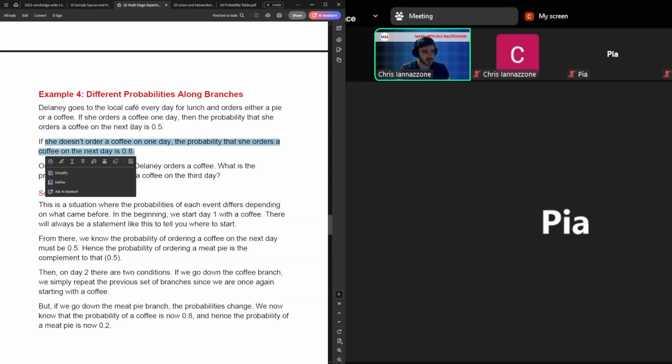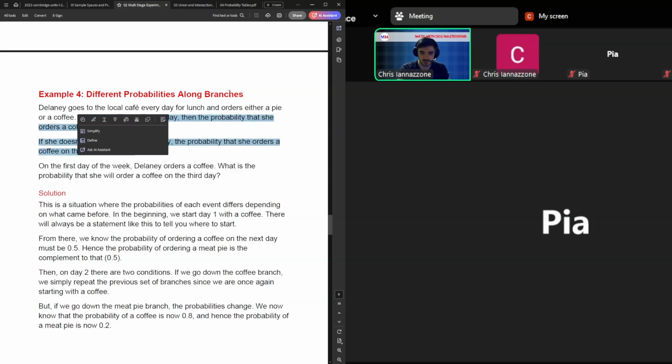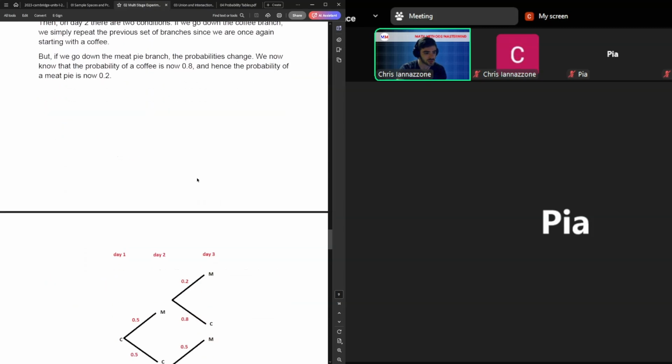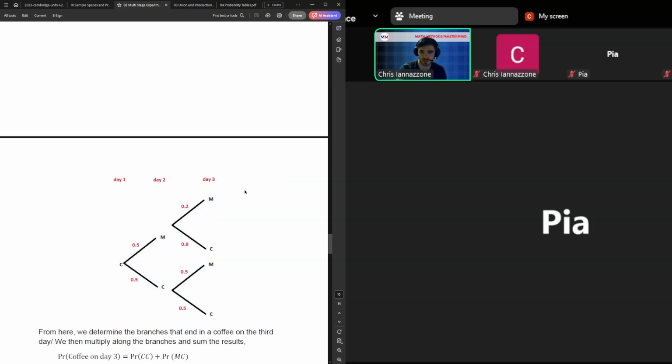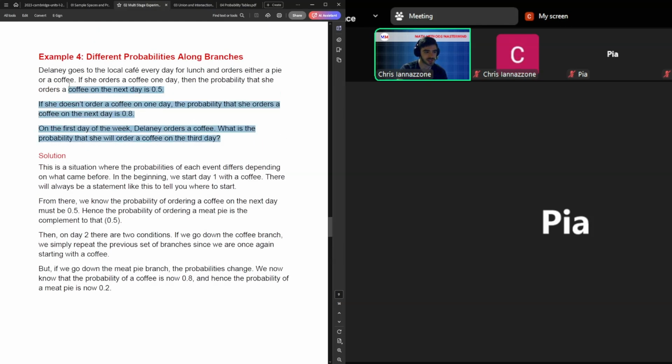And so what you have are 2 probabilities that are conditional on each other. If all you had was that information, you wouldn't really be able to start this question. You need a starting point. And that's what this third statement at the end is all about. On the first day of the week, Delaney orders a coffee. So you're told where to start, essentially. There's going to be some probability that's asked about it. Again, we're doing tree diagrams here, so you can use that to your advantage to cut out the number of branches, but these tend not to get too big. It's usually easy enough to write out all the branches for these kinds of questions.